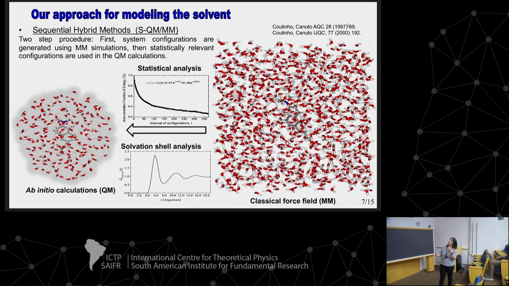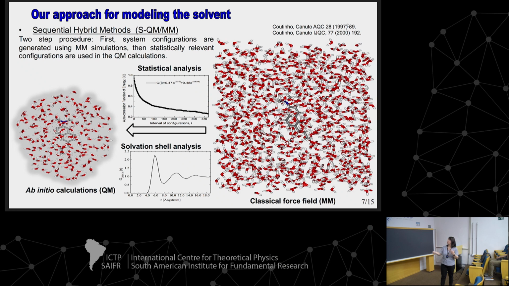To do that, we use a hybrid method in a sequential way, where we are going to use quantum mechanical calculation to calculate the binding energy of the electron in the core orbital, and also molecular mechanics to generate the structure of the complex surrounded by the solvent, okay?